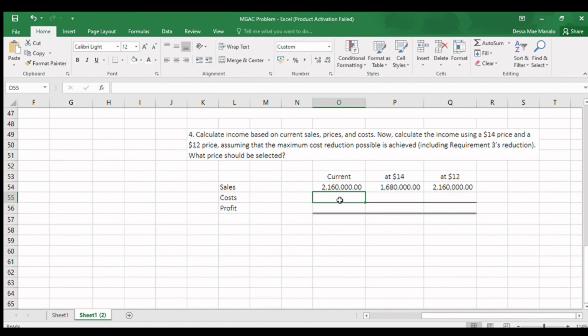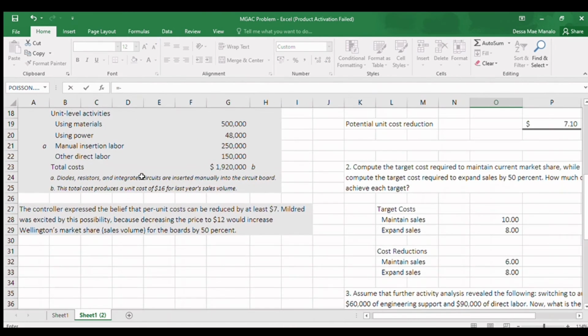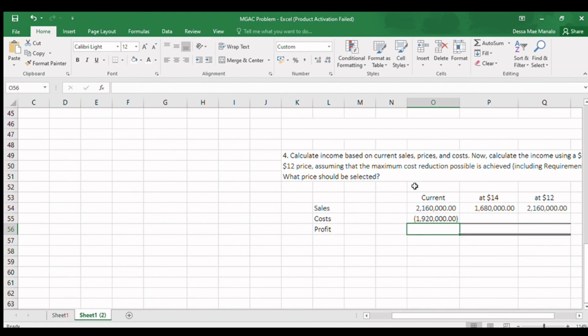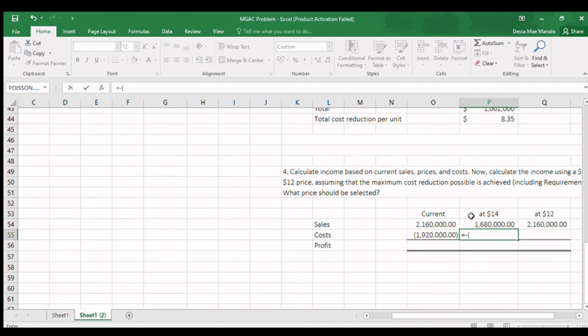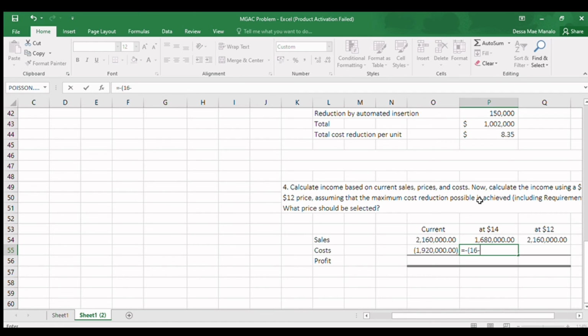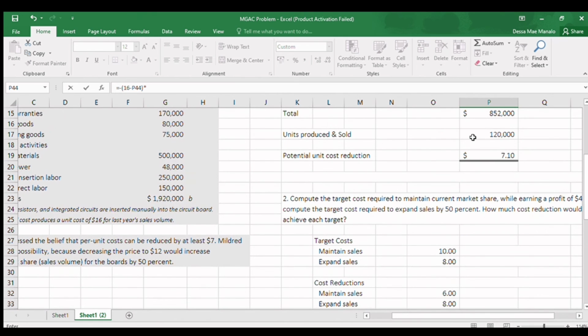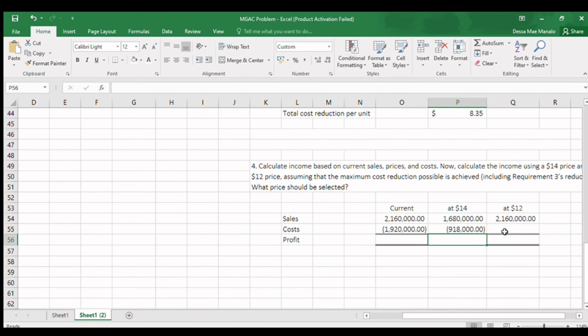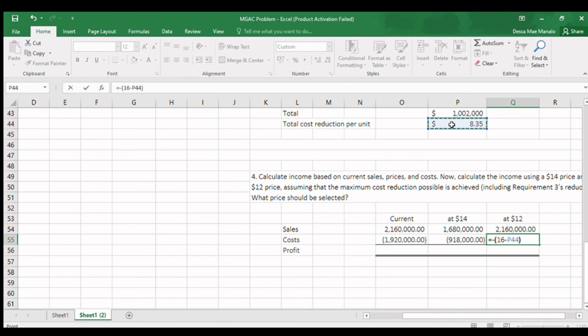For the cost, for the current, we have here 1,920,000. For the second one, we have 16 minus the cost reduction of 8.35 times 120,000. And for the last one, we have 16 minus the cost reduction of 8.35 times 120,000 times 150%.